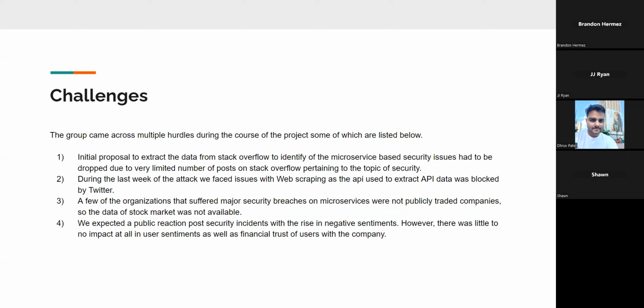A few of the organizations that suffered major security breaches on microservices were also not publicly traded companies, so the stock market data was not available during that period. And we also expected a public reaction post security incidents with a rise in negative sentiments. However, there was little to no impact at all on the user sentiments as well as the financial trust of the users with that company. That clearly indicates that there is a huge gap between user awareness and how the security of these organizations is maintained. And there is a dire need for users to start following security closely and take ownership of their own security and privacy.